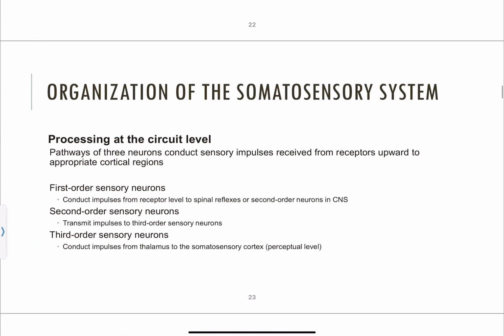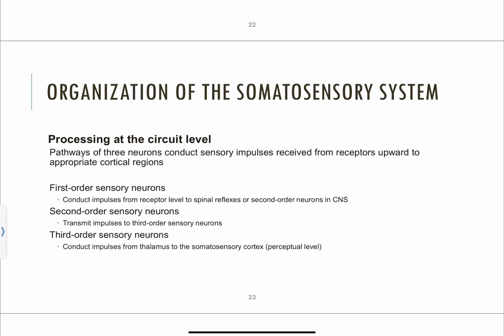The final level is going to be processing at the circuit level, and we have a couple different neurons that process the information once we reach the somatosensory area. The first neuron is going to be called first order sensory neurons, and these are ones that are actually going to be conducting the impulses from the receptor itself to either a reflex, which we're not going to cover in this course, or send the information to a second order neuron somewhere in your brain or your spinal cord.